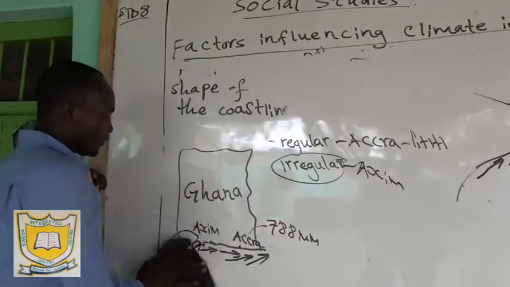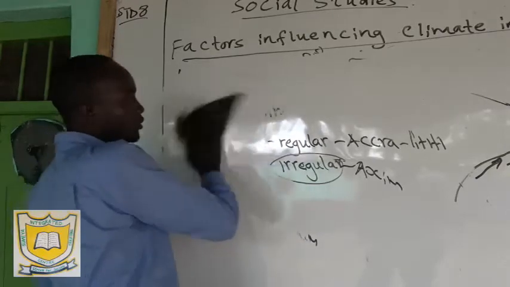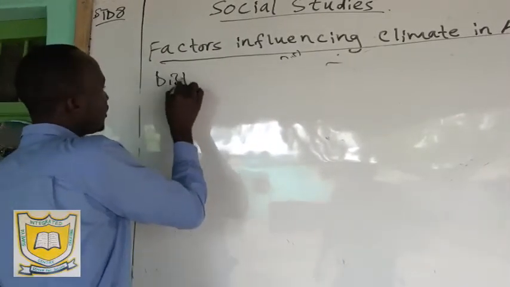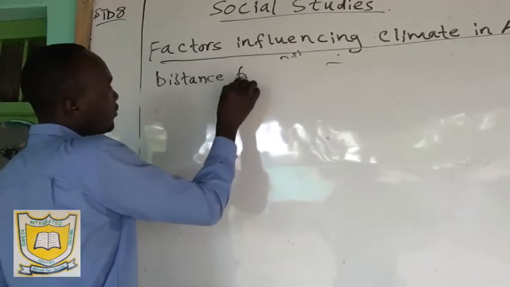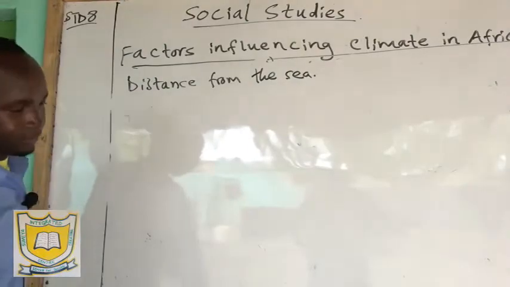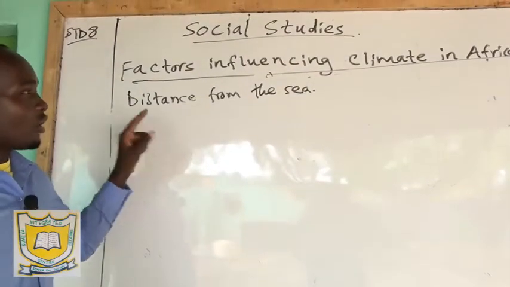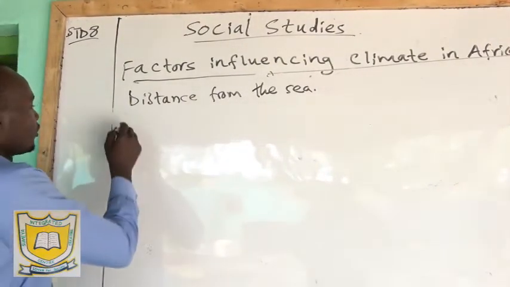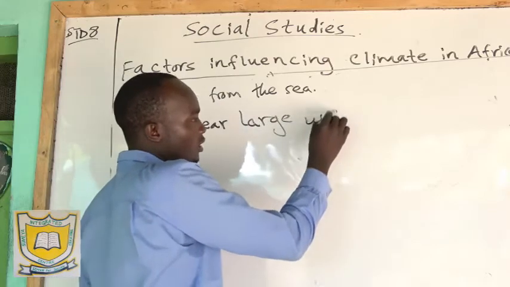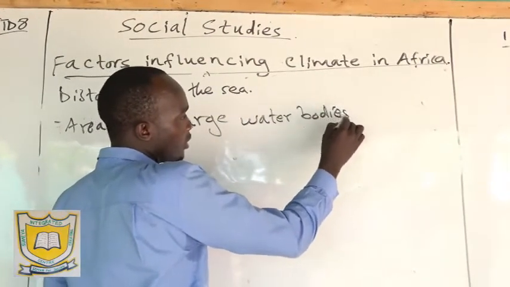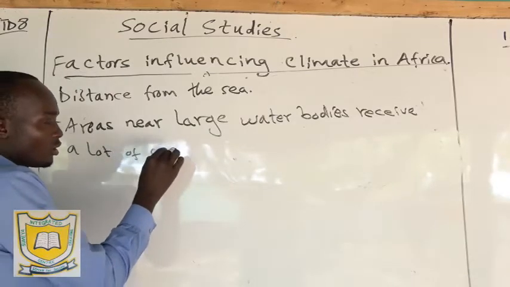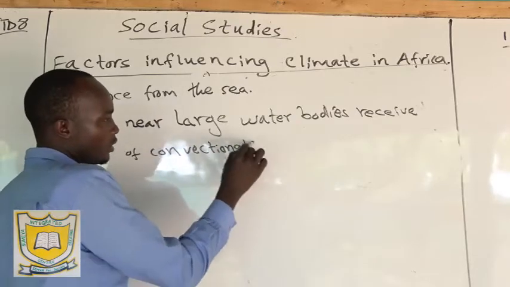And then the last factor that affects the climate of a place is distance from the sea. Distance from the sea. What do we mean? Areas near the coastline or large water bodies receive a lot of convectional rainfall. So we can say areas near large water bodies receive a lot of convectional rain.